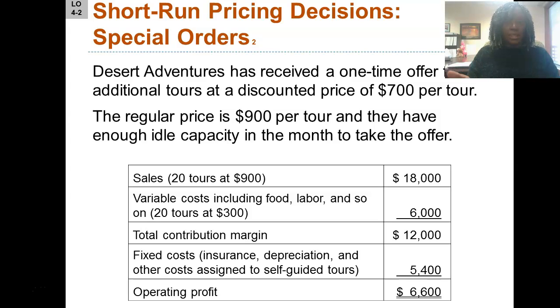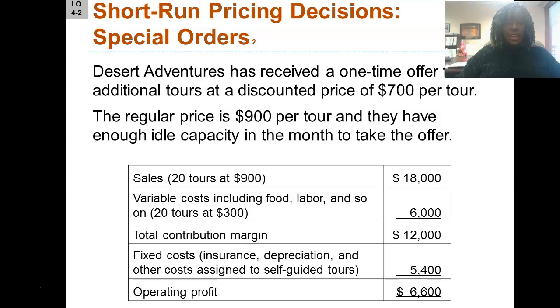And again, we're talking about Desert Adventures. We see the one-time offer for 5 additional tours at a discounted price of $700 per tour. The question becomes, should we do it? Should we not? What this particular scenario wants you to see is we're trying to decide whether to do it or not and have a mathematical reason for accepting or rejecting that offer. So with that being said, the regular price is $900 per tour. See, there's a $200 difference.